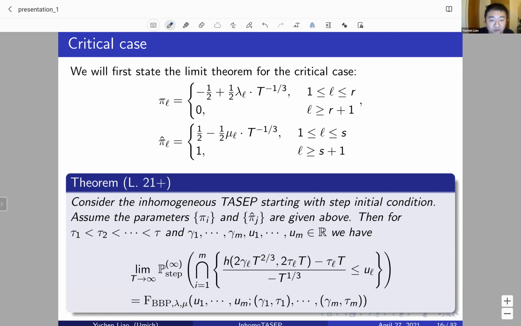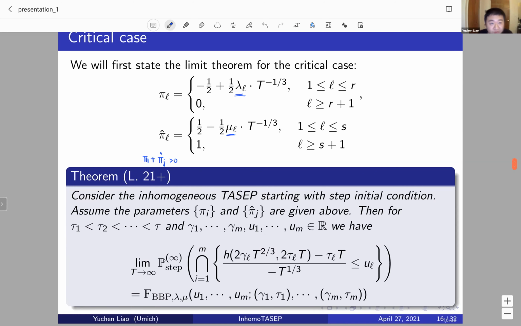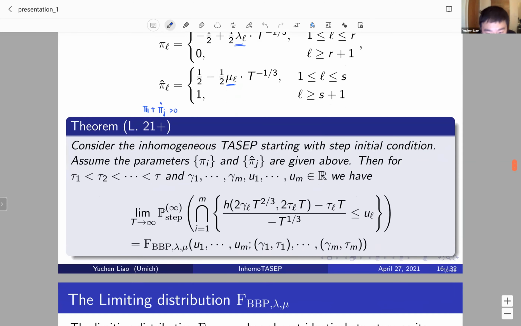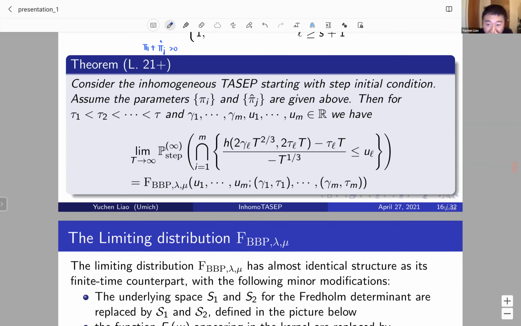I assume there are maybe r or s columns and rows that have a critical rate, which is scaled around either negative a half or a half with a window of order t to the negative one third, and there are these rescaled parameters lambda and mu. Again, because one wants pi_i hat plus pi_j hat to be positive, one needs lambda_i to be bigger than those lambda_j's. And then under this scaling, the height fluctuations after the 1:2:3 KPZ scaling will converge to something.